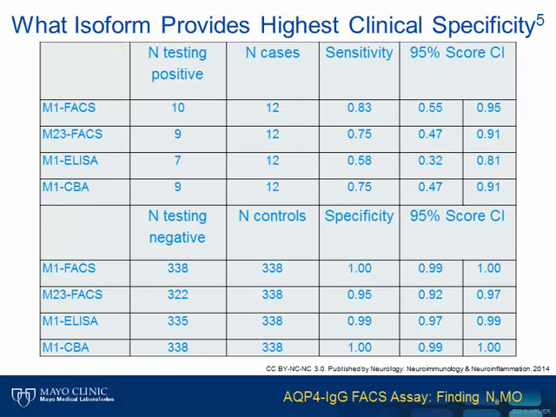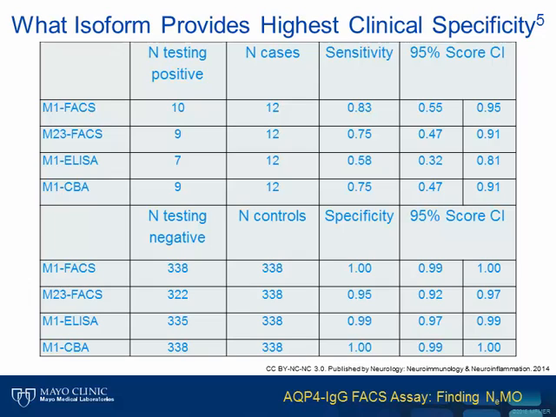What we see is that generally the FACS performs better, certainly than the ELISA, but these are low numbers of cases. However, what's most important though is if we look at the controls. Some of these were healthy controls, others were disease controls.